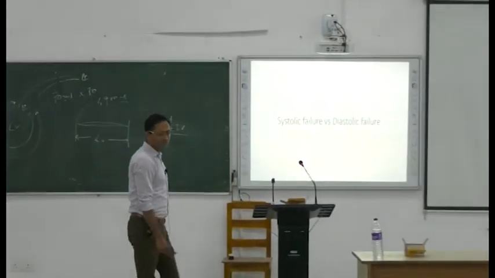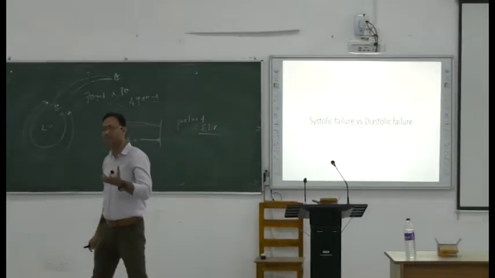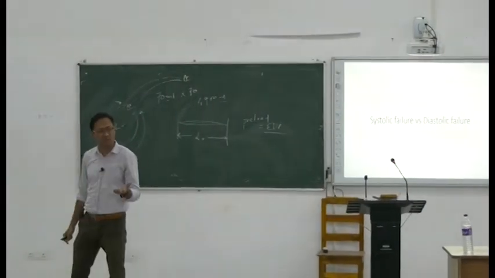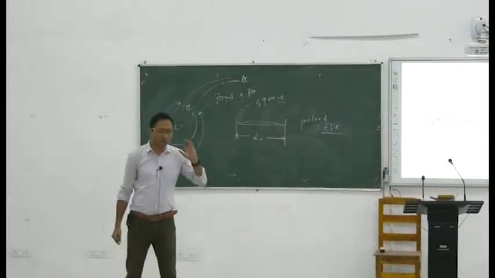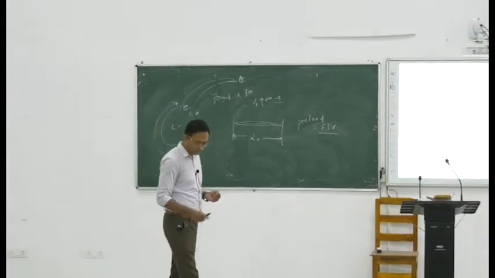So, systolic versus diastolic heart failure. When your heart is unable to pump blood into the systemic circulation, we call it systolic failure, and when the heart is not able to receive blood, we call it diastolic failure.